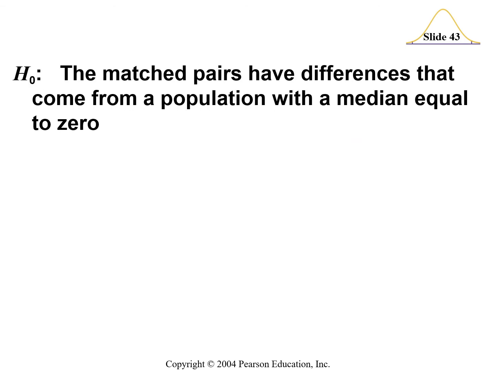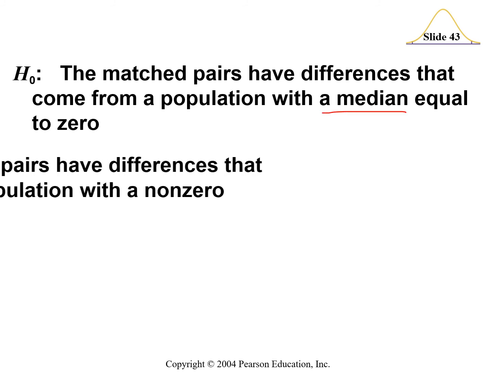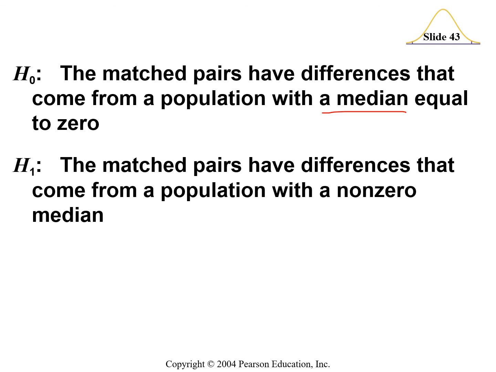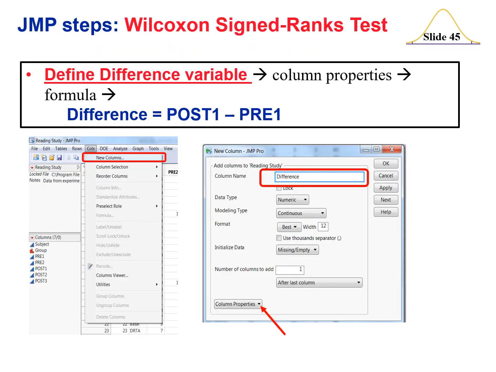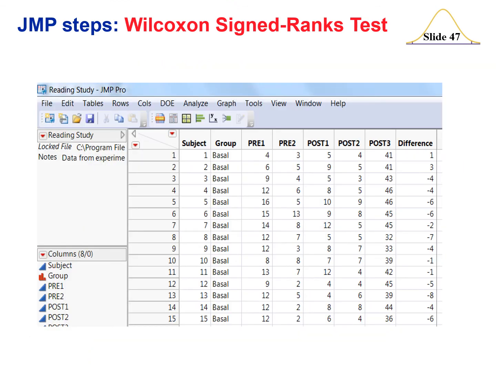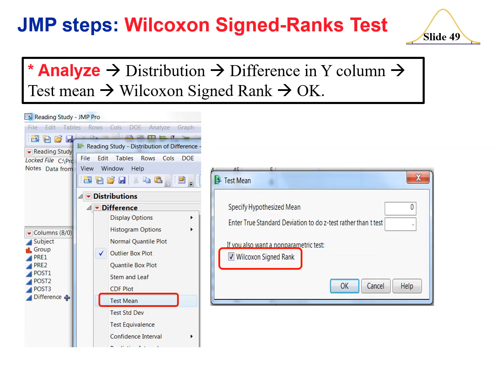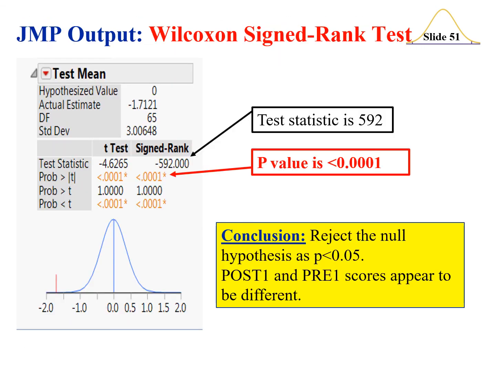This is the null hypothesis: the matched pairs have differences that come from a population with median equal to 0. H1: the matched pairs have differences that come from a population with a non-zero median. Here are the steps of using JMP. We need only the final outcome. This is the final outcome, or output, of JMP.